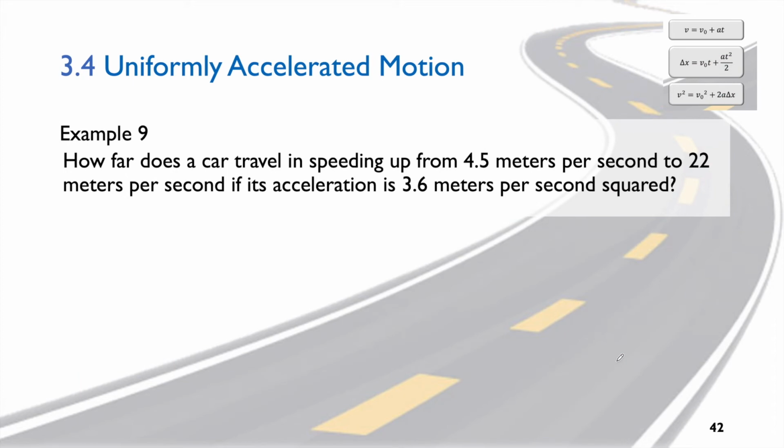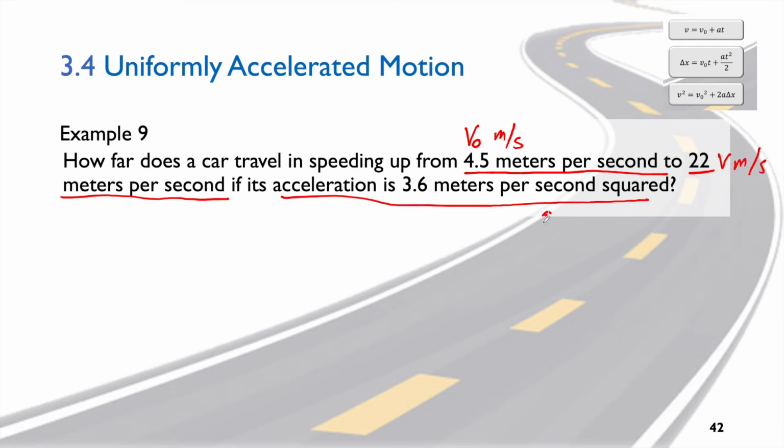Now let's go to example number 9. How far does a car travel in speeding up from 4.5 meters per second to 22 meters per second if its acceleration is 3.6 meters per second squared? Now let's write the given again. This is your initial velocity, meters per second. This is your final velocity, meters per second. Acceleration, meters per second squared. It is looking for how far.